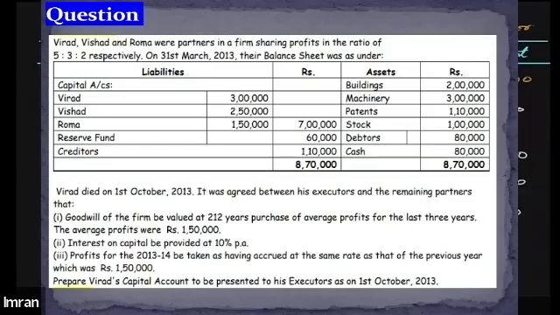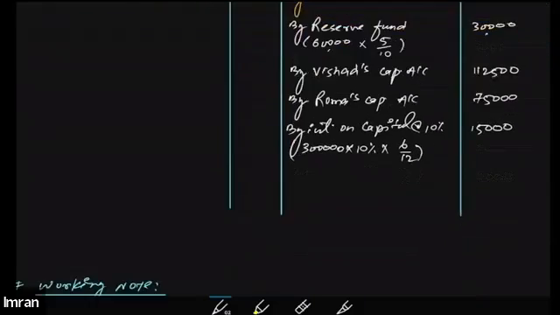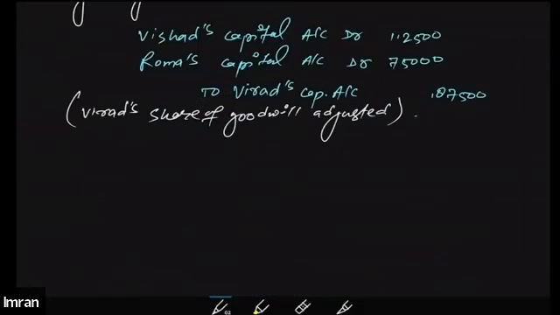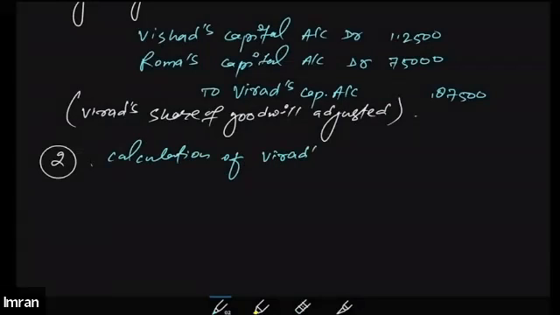We need to calculate the Virat share of profit in the firm. So for that purpose, we will have to make an extra working note. This was working note number 1. Now we will make an extra working note number 2, showing the calculation of Virat's share in profit of firm for the year 2013-14.